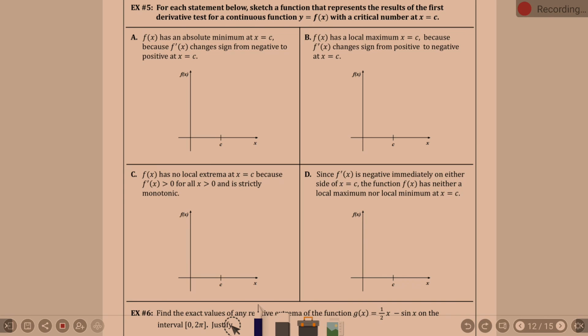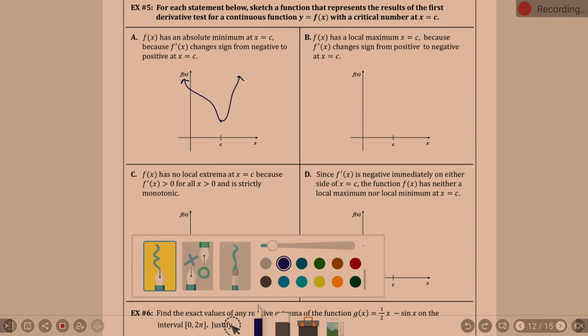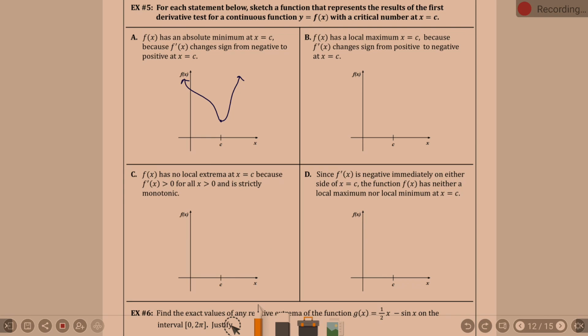Mine does something more like that, like a W, which would be a quartic. But here's the deal, do I have a min there? Yeah, I have a min there. And when my derivative changes from negative to positive, well, negative derivative over here says it's decreasing. Positive derivative over here says it's increasing.